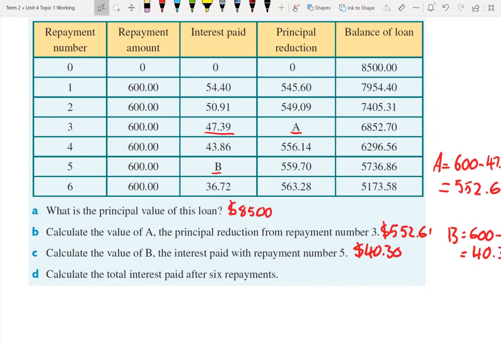Okay, question C now. Calculate the total interest paid after 6 repayments. Now, there's a few ways you could do this. We just figured out what B is, so we know the interest paid each compounding period. So you could just add up those 6 numbers, and that would answer it. But that's a bit of an inelegant solution, so I want to do it a bit more of a sneaky way. What I want to do is, I know how much I have paid.